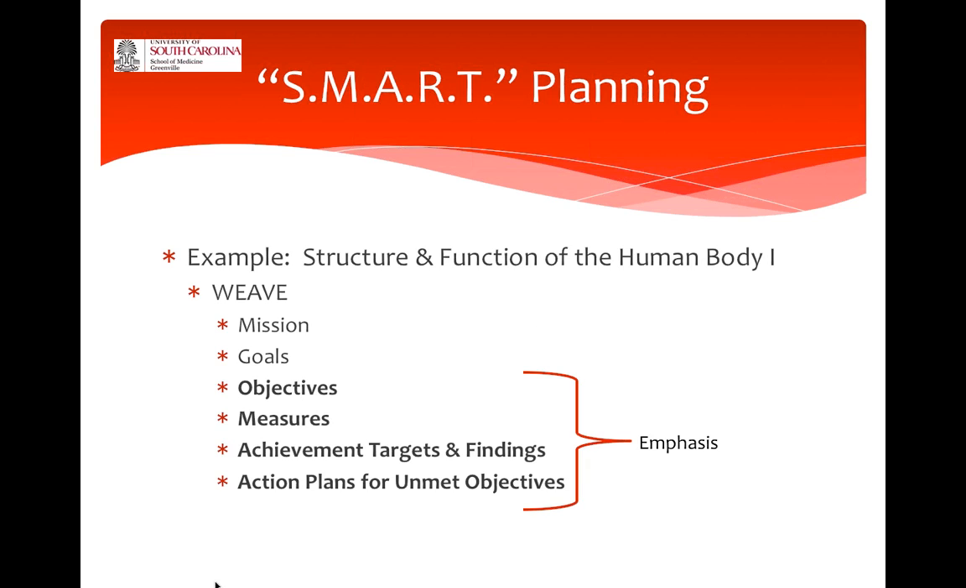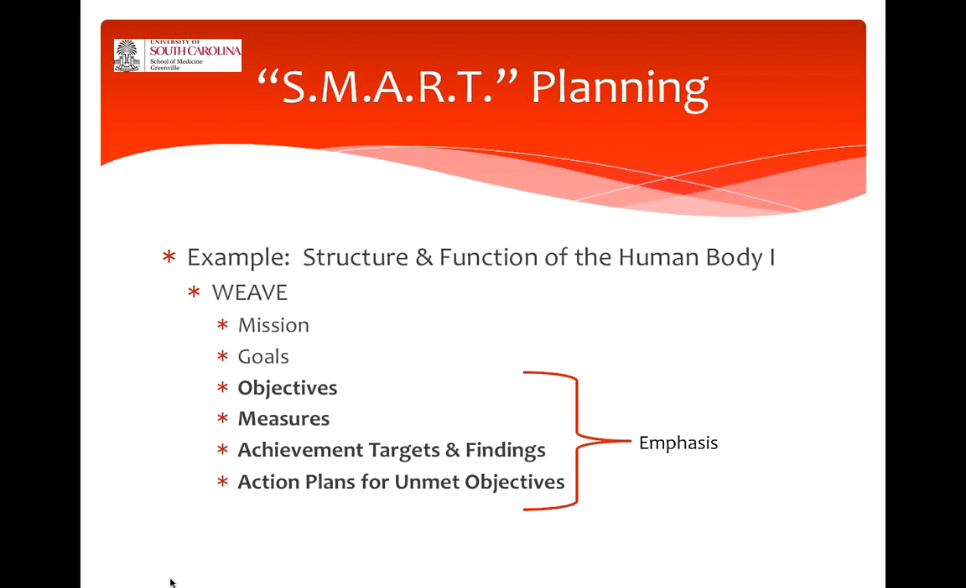So as we look through the system that we use to house all this information, store it, and be able to draw on it, that system is Weave Online. The way the structure is set up there is that what Weave defines as an entity has each one of these components: a mission, goals, objectives, measures, achievement targets, and then action plans.